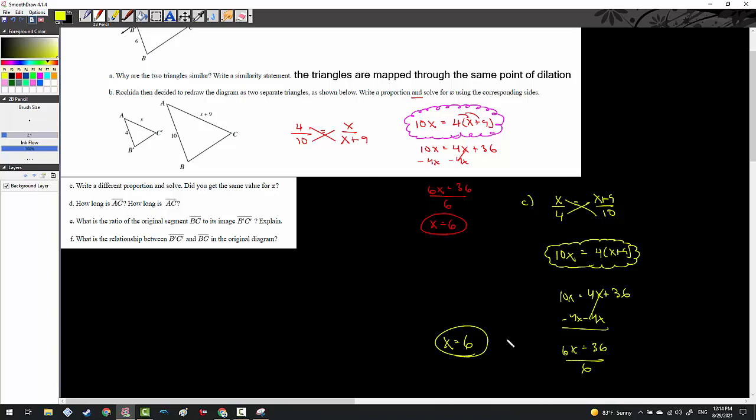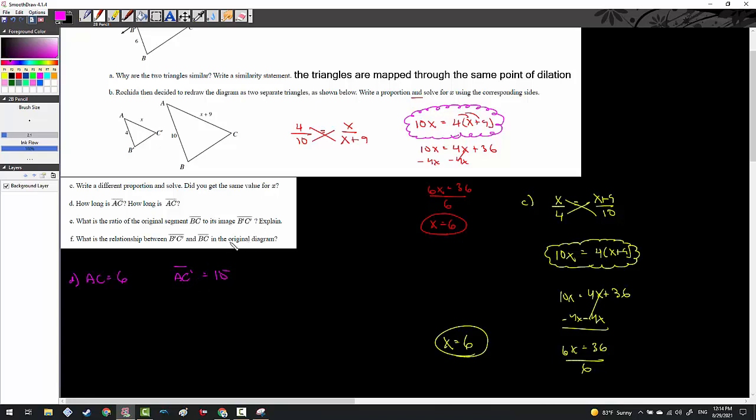All right, so now let's find out how long AC and how long A prime, C prime are. Well, we know that AC is equal to 6. Again, we're doing part D here. AC is equal to 6. A prime C prime is going to be 9 plus 6, so that's going to be 15. And they're asking you, what is the ratio of the original segment of BC to its image B prime, C prime?